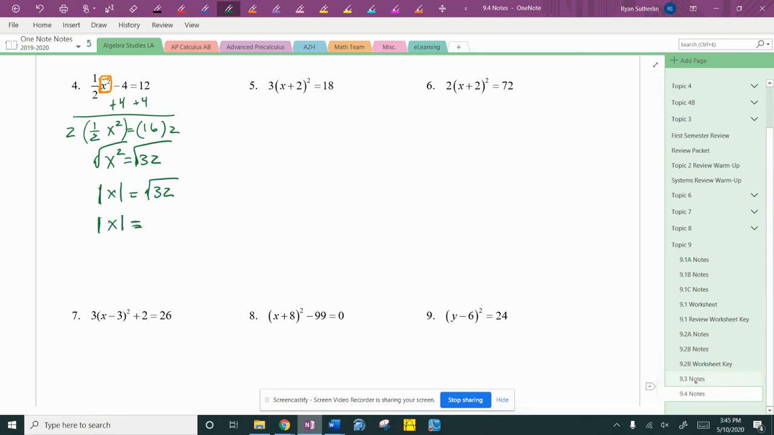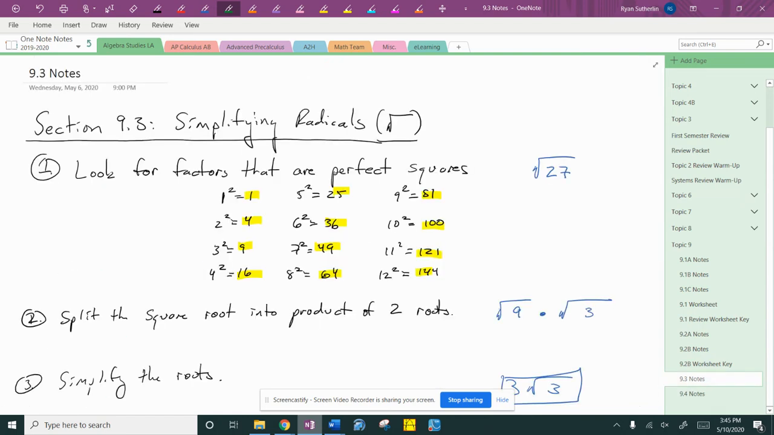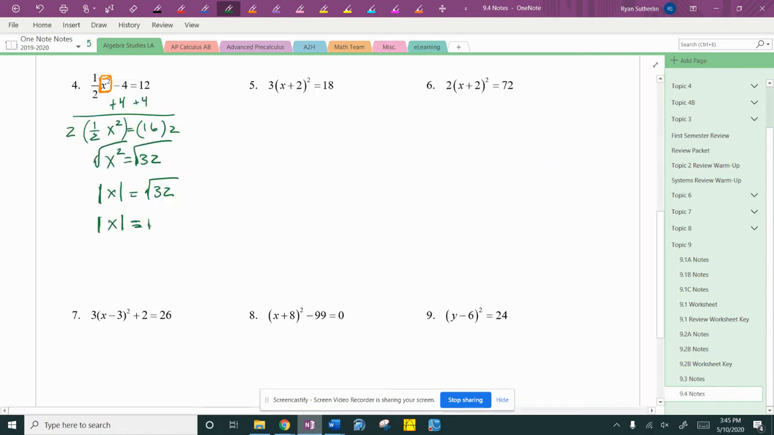If I go back to our notes from last time, what's the largest perfect square that goes into 32? Well, 25 doesn't go into 32, but 16 does. So this is really square root of 16 times square root of 2. So I've got absolute value of x equals 4 root 2.